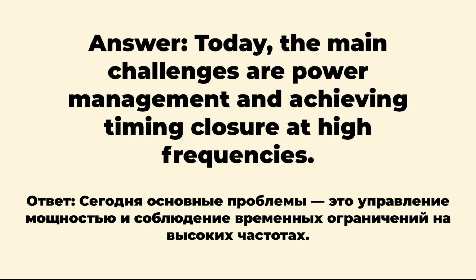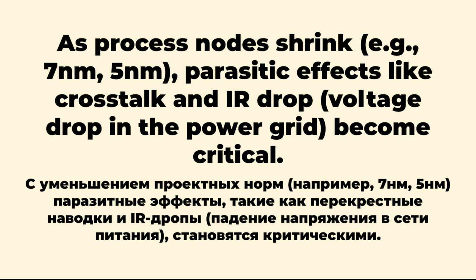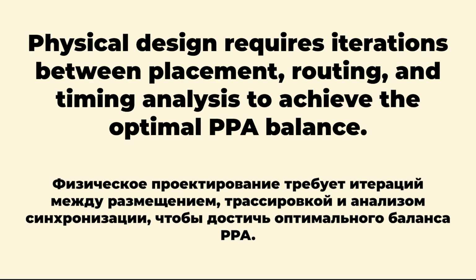Answer: today, the main challenges are power management and achieving timing closure at high frequencies. As process nodes shrink, for example 7 nanometers, 5 nanometers, parasitic effects like crosstalk and IR drop, voltage drop in the power grid, become critical. Physical design requires iterations between placement, routing, and timing analysis to achieve the optimal PPA balance.